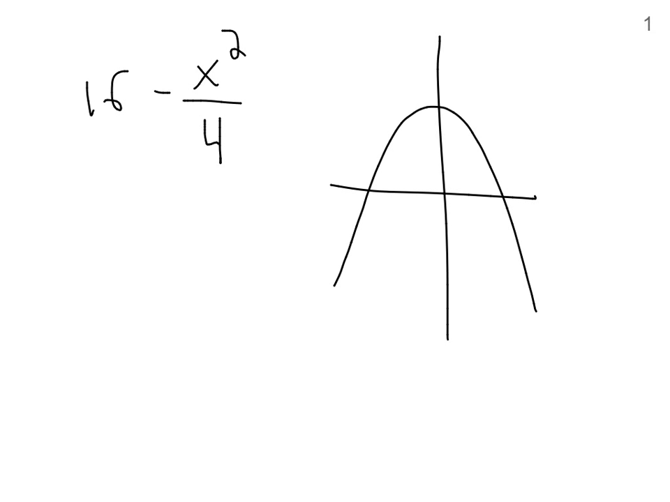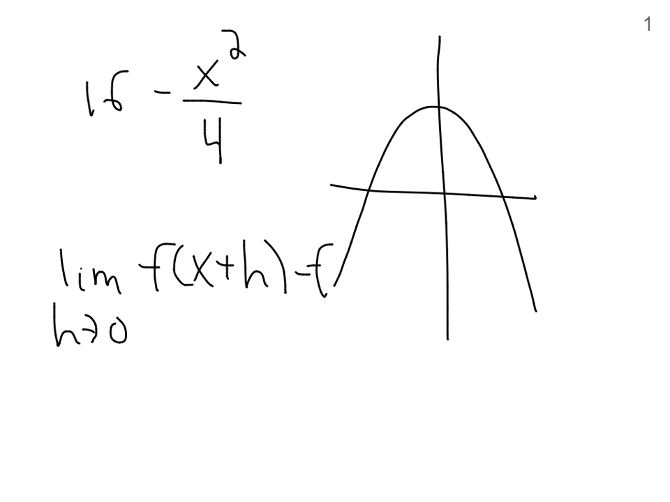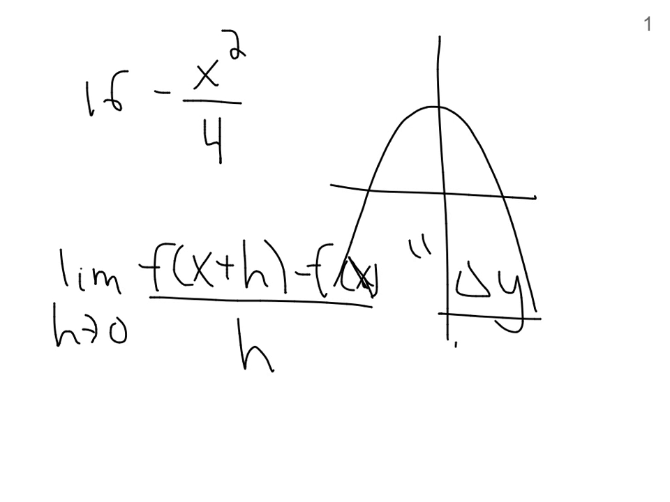So if we're going to use our limit definition on this problem, if you recall, we'll just write it out one more time, practice makes perfect: limit as h goes to 0 of f of x plus h minus f of x over h. And remember, this is just a fancy way of saying dy over dx. And the limit makes it, instead of an estimate, the actual value. So now let's try and evaluate this.